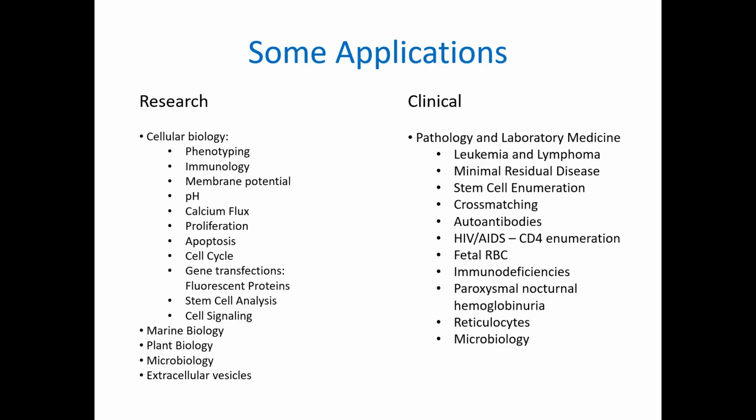A vast array of applications, both research and clinical, use flow cytometry. On the research side, cell biology and immunophenotyping are among the most common. Also of importance are the applications in marine biology, plant biology, particularly for DNA ploidy, microbiology, and extracellular vesicles. Clinically, flow cytometry has been central in the diagnosis and prognosis of leukemias and lymphomas, as well as assessment of MRD, or minimal residual disease, but it also encompasses a wide range of other clinical applications, a few of which are shown here.